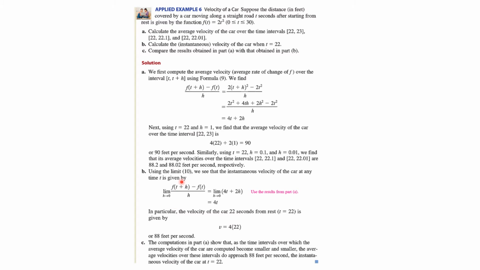Now the limit as h goes to 0 of this difference quotient is going to be 4 times t. So when we plug that in, we'll get 4 times 22. And so that says that the velocity at that instant is 88 feet per second at the instant when t is equal to 22. Remember that velocity is the first derivative with respect to time of position. That's a takeaway.